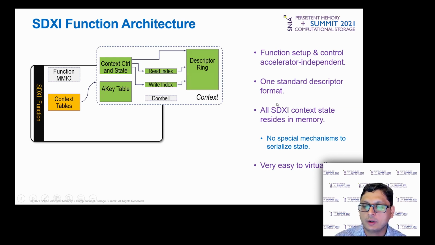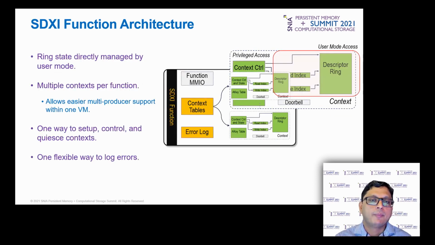And then we rely on a standard descriptor format and a function setup and control that is accelerator independent, which is a big thing. Making it simple, making it standard will get us there. And it's very easy to virtualize, and that's one of the reasons that this makes it so useful. And we can also do things like the ring states can be directly managed by user mode applications. So while a privileged software can control how the contexts need to be managed and created, the user mode can directly use a descriptor ring and then submit work to the SDXI function.